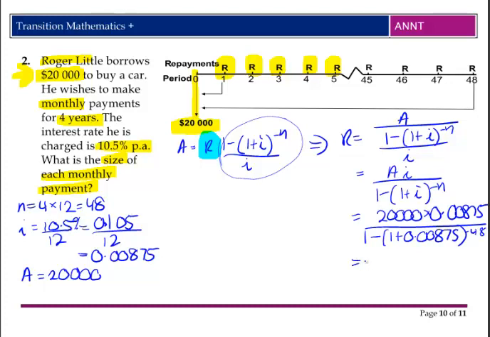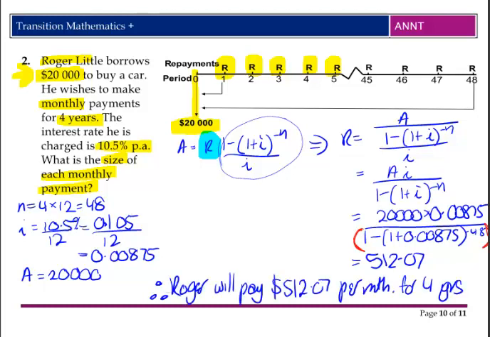Now again, remember to use brackets. What I mean by that is you want to divide the top by everything on the bottom, so you're going to need brackets on the outside when you plug it into your calculator. You get $512.07. So finish with a therefore statement: Roger will pay $512.07 per month for 4 years.